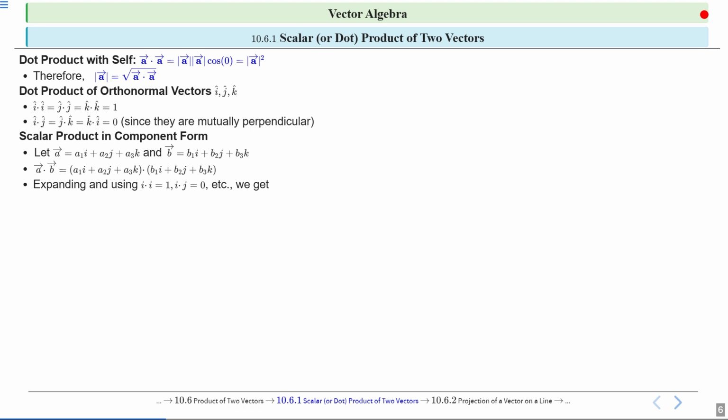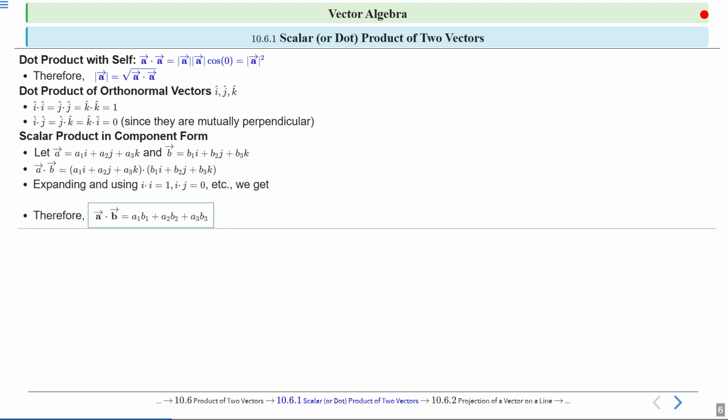As we expand the expression, we use the properties of dot product such as I vector dot I vector is equal to 1, I vector dot J vector is equal to 0 to simplify the terms. This step-by-step expansion helps us understand how each component contributes to the final result.